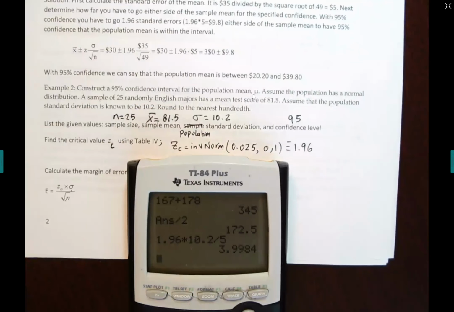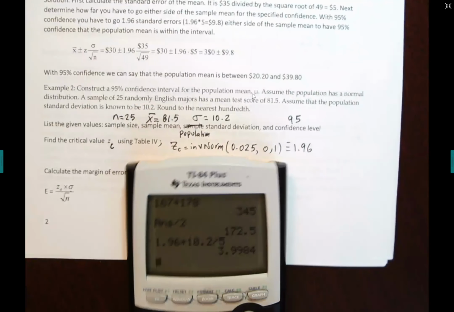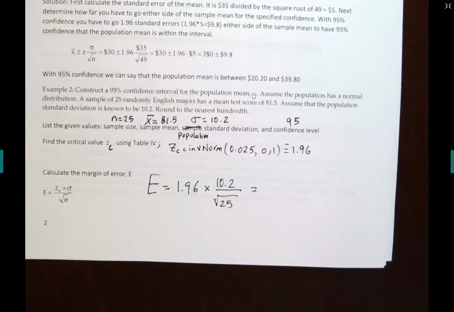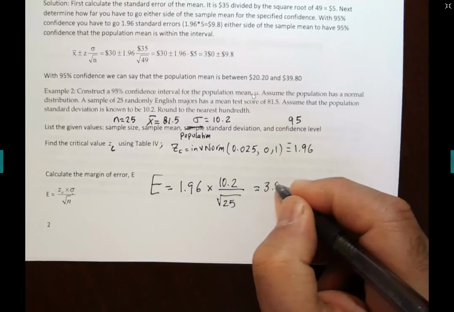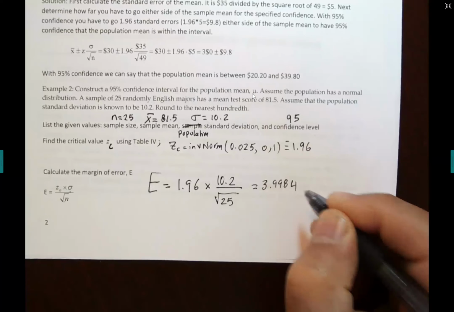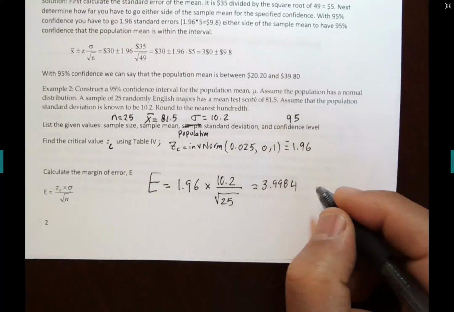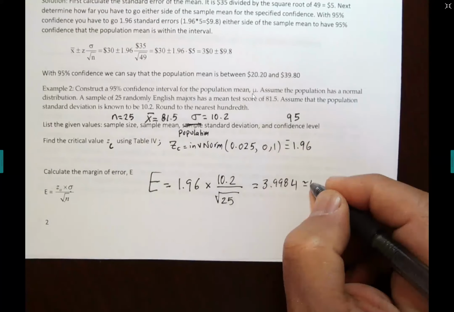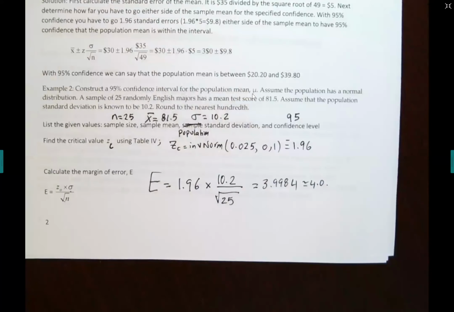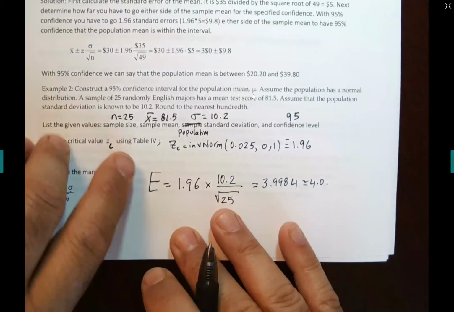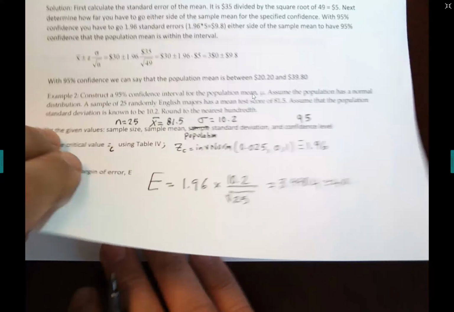So I got 3.9984. If you round it, guys, to 2 decimal places, it's going to be about 4. So let me just put 4 here. Okay, let's go to the next page and write the interval and interpret it.